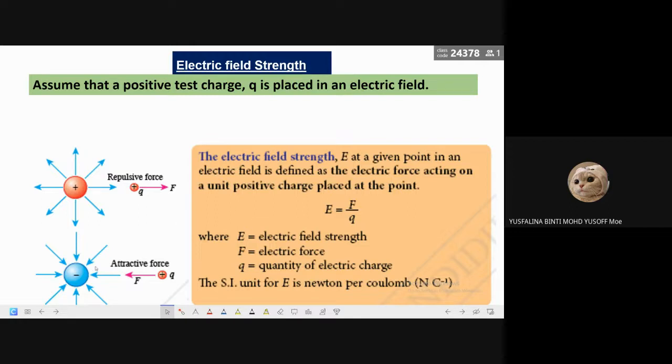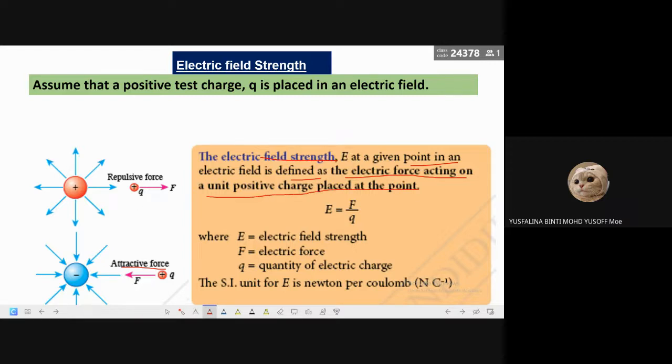And this one, let's say negative and positive. Of course, we know negative and positive will attract, right? The force used to attract the charge here, we call it an attractive force. So the electric field strength at a given point in an electric field is defined as the electric force acting on a unit positive charge placed at the point.